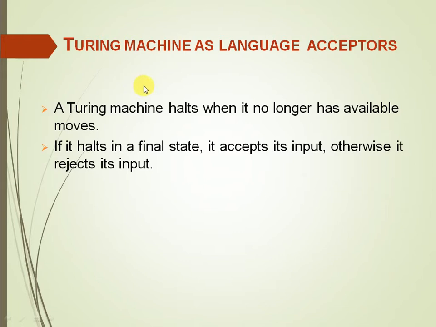Here we will see the Turing machine represented as a language acceptor. A Turing machine halts when no more moves are available. If it halts in a final state, we say that it accepts the input, otherwise it will reject the input.